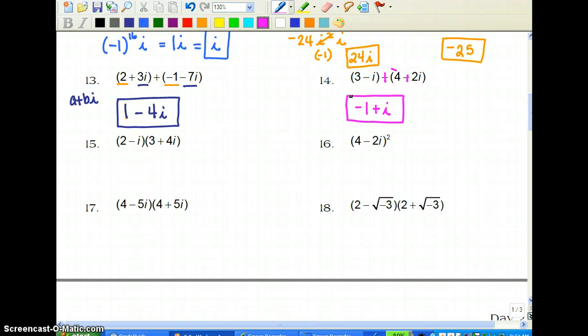Now we got multiplying. So we have FOIL. It's no different than normal foiling. 2 times 3 is 6. Outside is 8i. Inside is minus 3i. And last is negative 4i squared. i squared is negative 1. So this becomes positive 4, because when you multiply a negative 1 times a negative 4, you get a positive 4. 6 plus 4 is 10. 8 minus 3 is 5i.